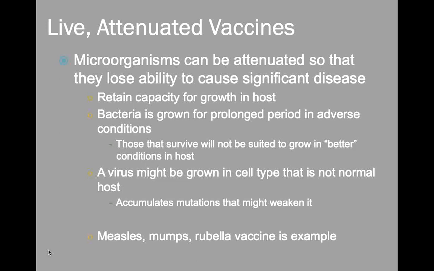In the case of viruses, attenuation can be achieved by growing the virus in a cell type that is not normal for the virus. For example, oral polio vaccine was developed by culturing polio virus in monkey kidney epithelial cells. Then the virus got attenuated, and this was used as a vaccine. Other examples of live attenuated vaccines are measles, mumps, rubella, etc.